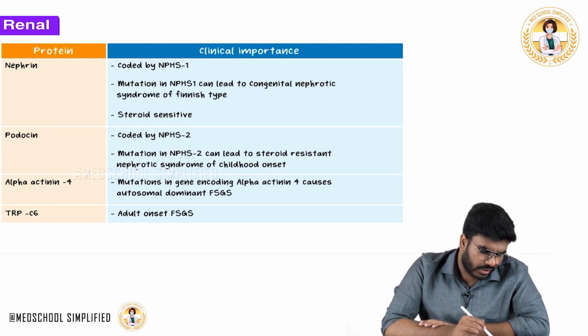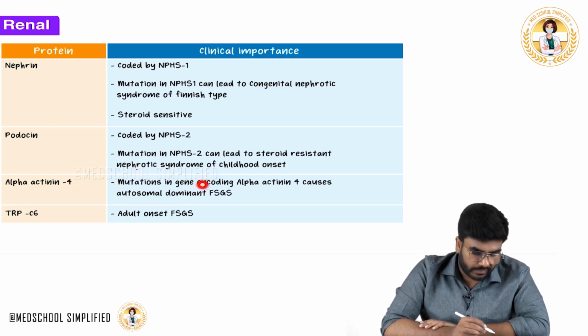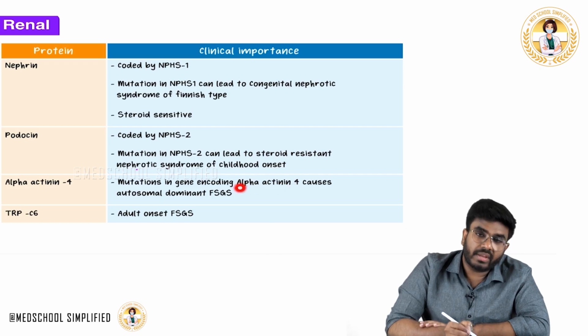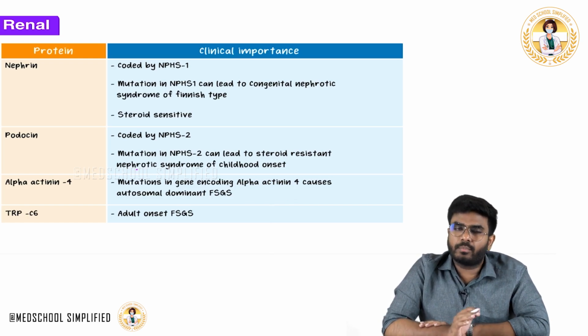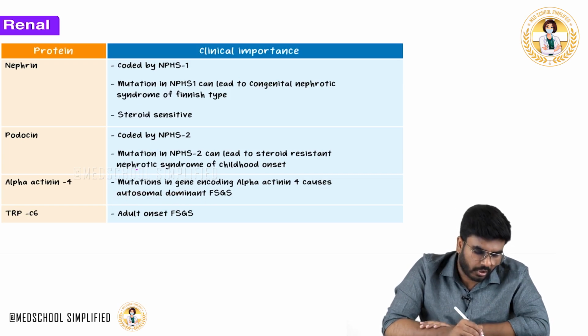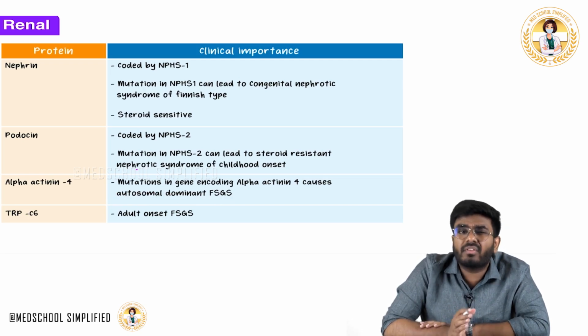Now, let's talk about alpha actinin 4. It's also a very important component of the slit diaphragm. If the gene coding for alpha actinin 4 is affected, again it will cause damage to the slit diaphragm, proteinuria, nephrotic syndrome. But which type of nephrotic syndrome? It is called AD-FSGS, autosomal dominant focal segmental glomerular sclerosis. It's also a type of nephrotic syndrome.